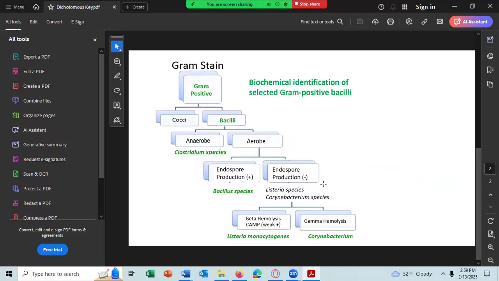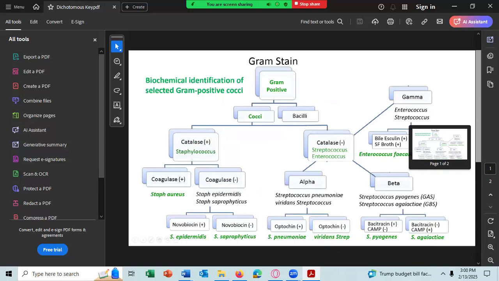And then you can separate those out by the beta hemolysis test and the CAMP test. So we're looking at two tests. And if it is weak positive, it'll be Listeria monocytogenes. And if it is negative for the hemolysis test, gamma hemolysis, and probably negative for the CAMP test as well, it's Corynebacterium. And then we don't separate it further than that. All right, let's go back to the cocci.